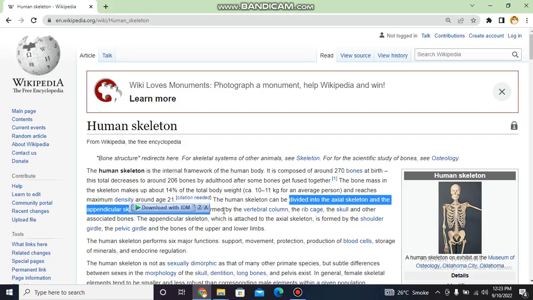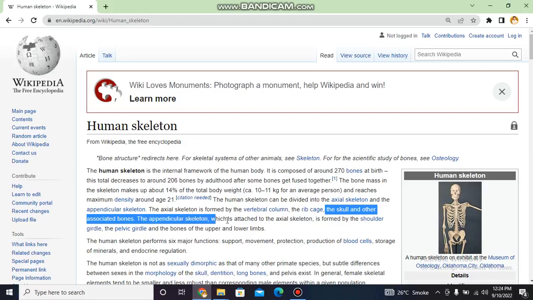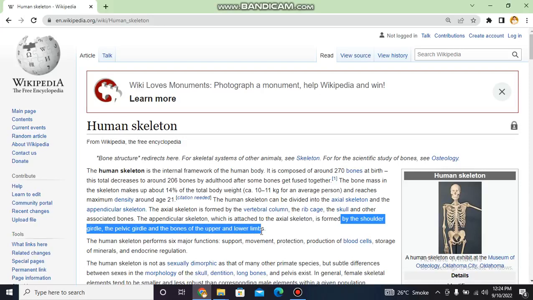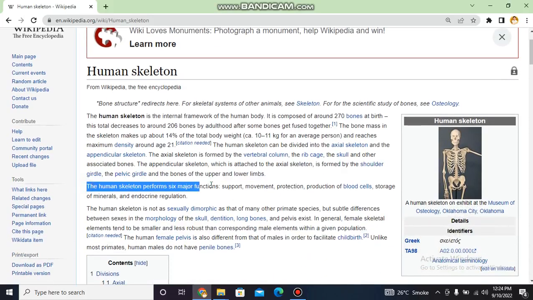The axial skeleton is formed by the vertebral column, the rib cage, the skull, and other associated bones. The appendicular skeleton, which is attached to the axial skeleton, is formed by the shoulder girdle and the pelvic girdle, and the bones of the upper and the lower limbs. The human skeleton performs six major functions: support, movement, protection, production of blood cells, storage of minerals, and endocrine regulation.